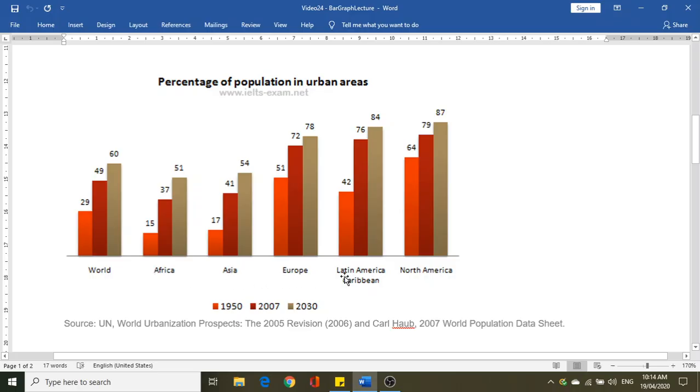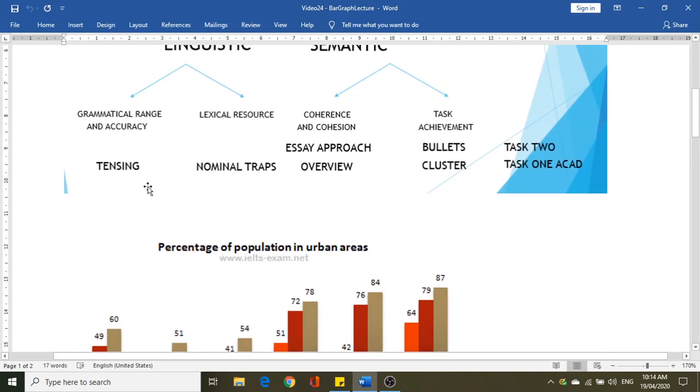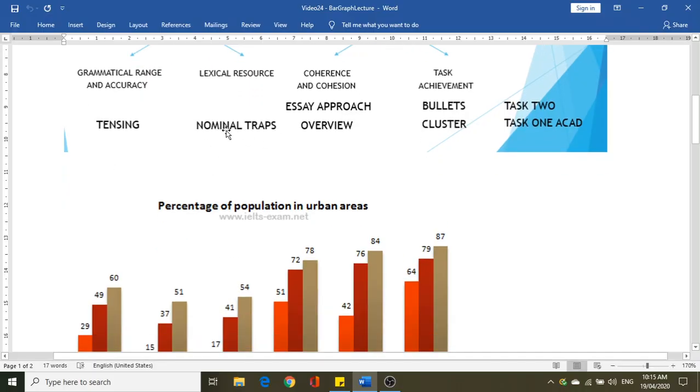So those are for the nominals. I think we've covered all the nominals here. Just make sure that you also cite the sources for these figures. World urbanization prospects. All right. And then that's it. We already have our tensing in the past, or the past perfect, and the simple future or the future perfect. And then the nominal traps, we just discussed that.